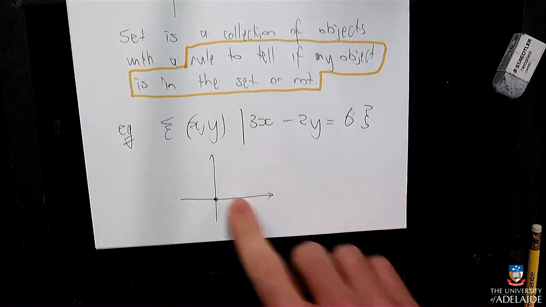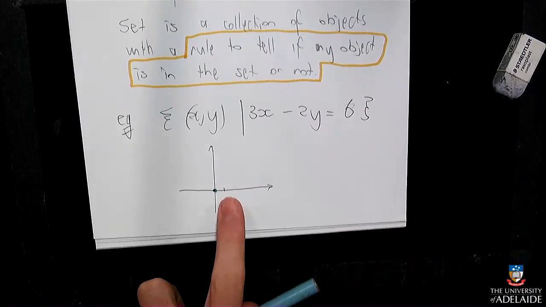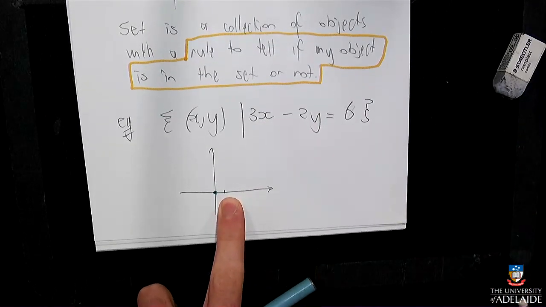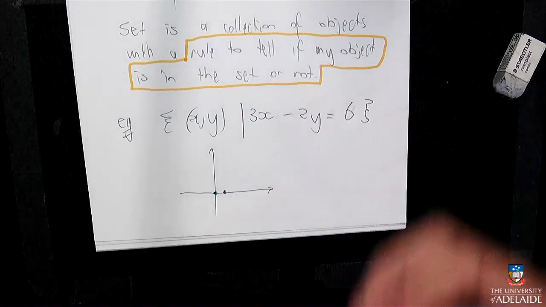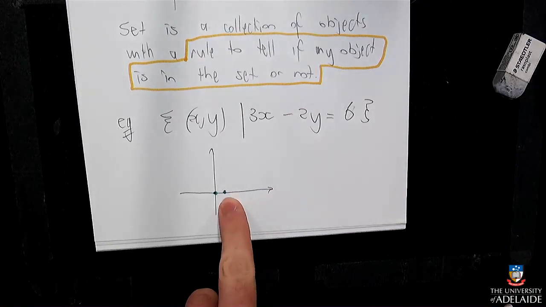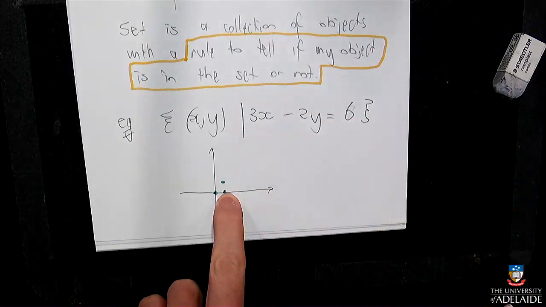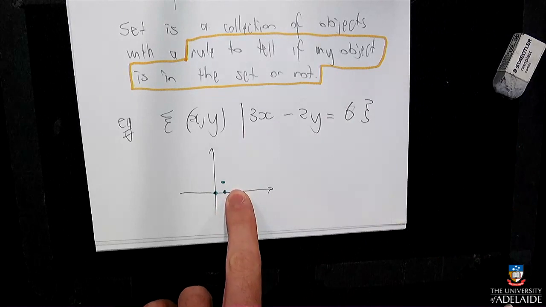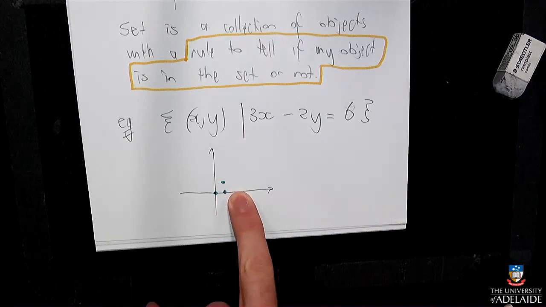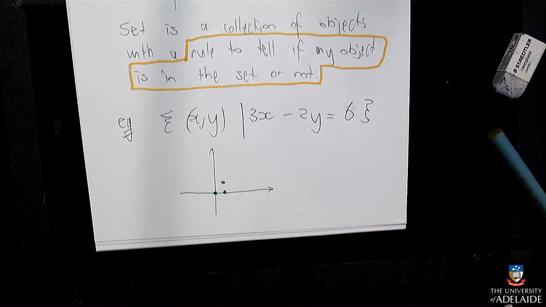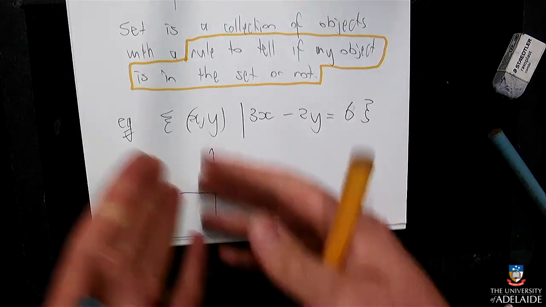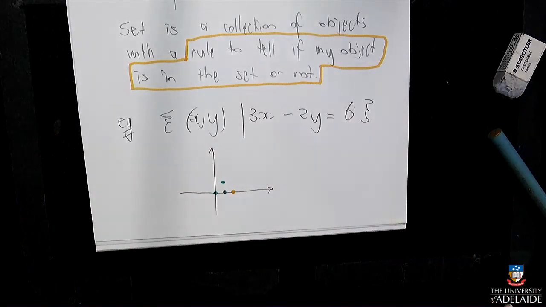And let's see, let's pick 1, 1. 3 times 1 minus 2 times 1 is 1, which is not 6, so this isn't in my set. Okay, and 2, so that's not 1, 1. That's 1, 1. Yeah. 1, 0, also not in the set. 2, 0: 3 times 2 minus 2 times 0 is 6. Okay, so this one is in my set. Lovely. And you could imagine going through all of the points in the entire plane, of which there are infinitely many, and colouring them in blue if they're not and yellow if they are, until you found all the points in the set.